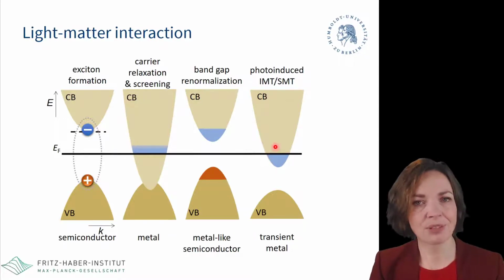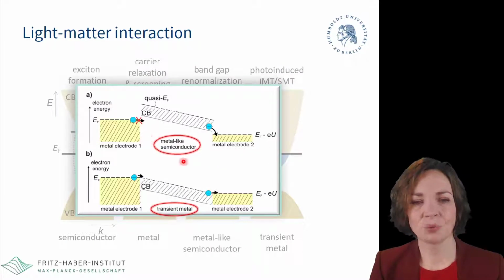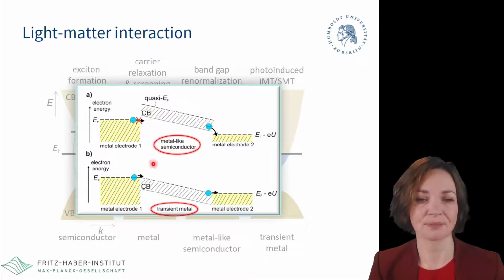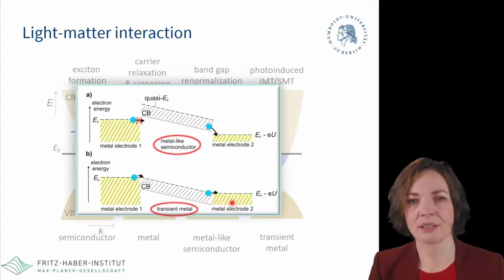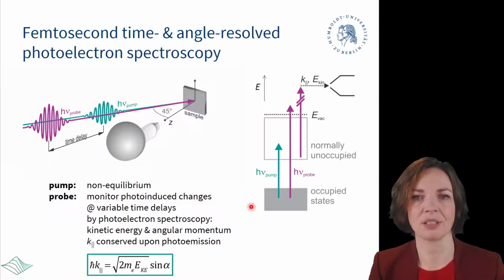And this is relevant for application, as you can see here. If you want to drive a current through a metal-like semiconductor, you still have to overcome a barrier to inject charges, which requires certain voltages. However, if you want to run a current through a transient metal, the Fermi energies align and you can directly let a current flow through the material.